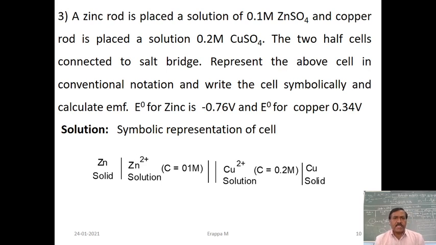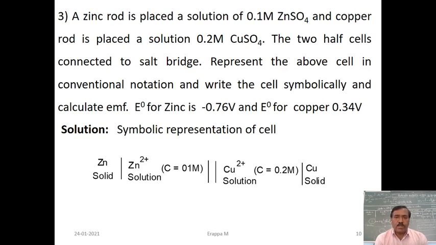Number 3. A zinc rod is placed in a solution of 0.1 molar zinc sulfate and a copper rod is placed in a solution of 0.2 molar copper sulfate. The two half cells are connected with a salt bridge. Represent the above cell in conventional notation, write the cell symbolically and calculate EMF. E naught for zinc is minus 0.76 and E naught for copper is 0.34 volts.